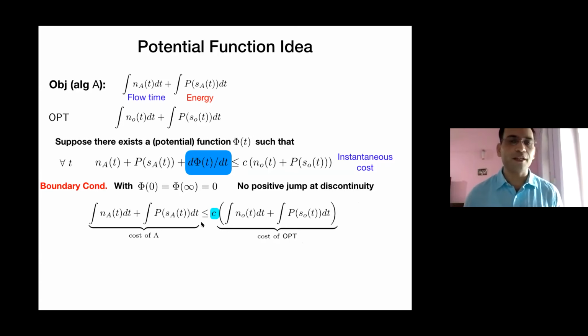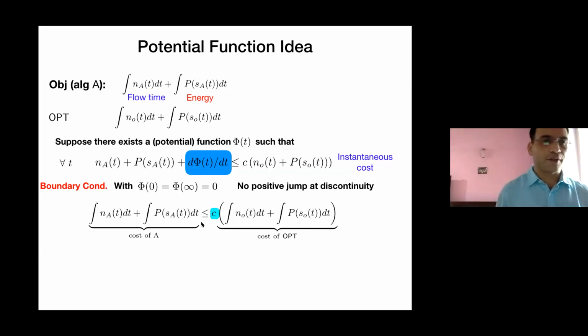So what we end up showing, if such a function exists, is that the competitive ratio of an algorithm A is at most C if these two conditions can be satisfied. So now the quest typically is to find such a potential function phi of t and show that these properties hold.